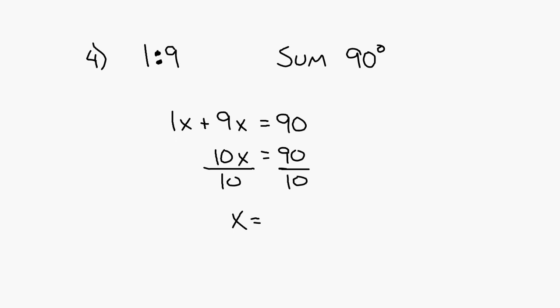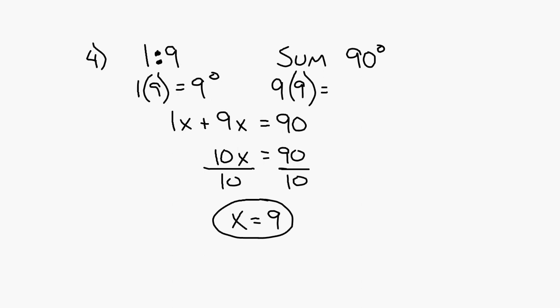That's your multiplier. What are the degree measures of the two angles? Since your ratio is 1 to 9 and 9 is your multiplier, 1 times 9 equals 9 degrees. There's one of the angles. And 9 times 9, that's 81 degrees. There's your other angle. So your two angles are 9 and 81.